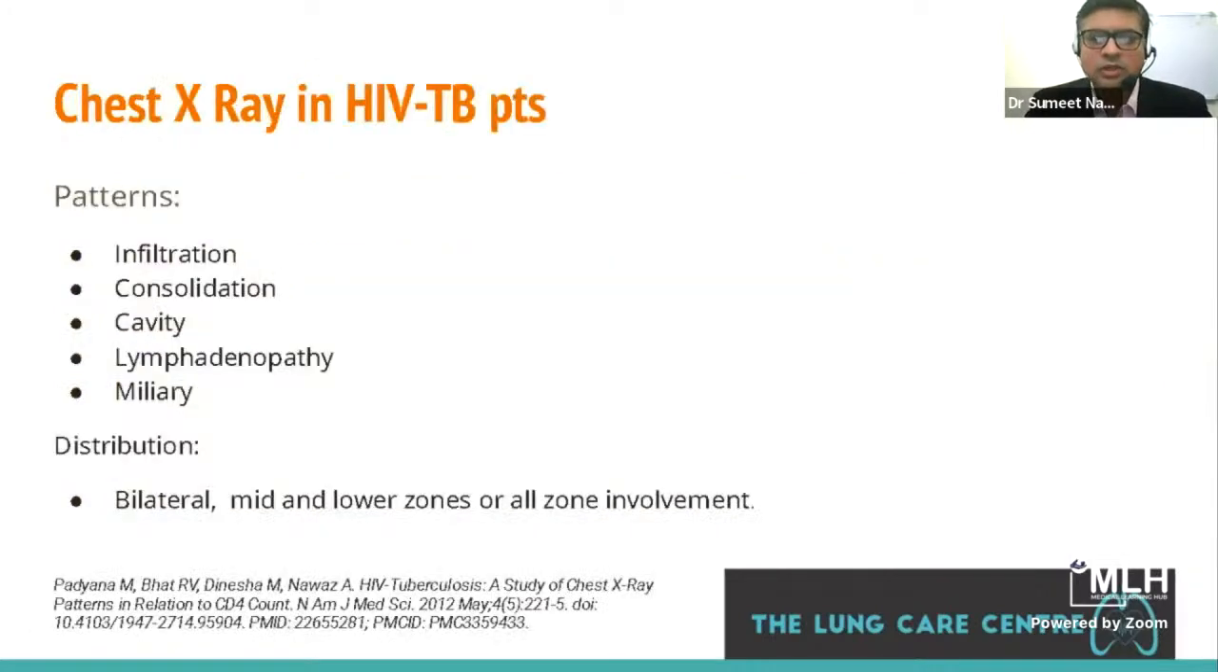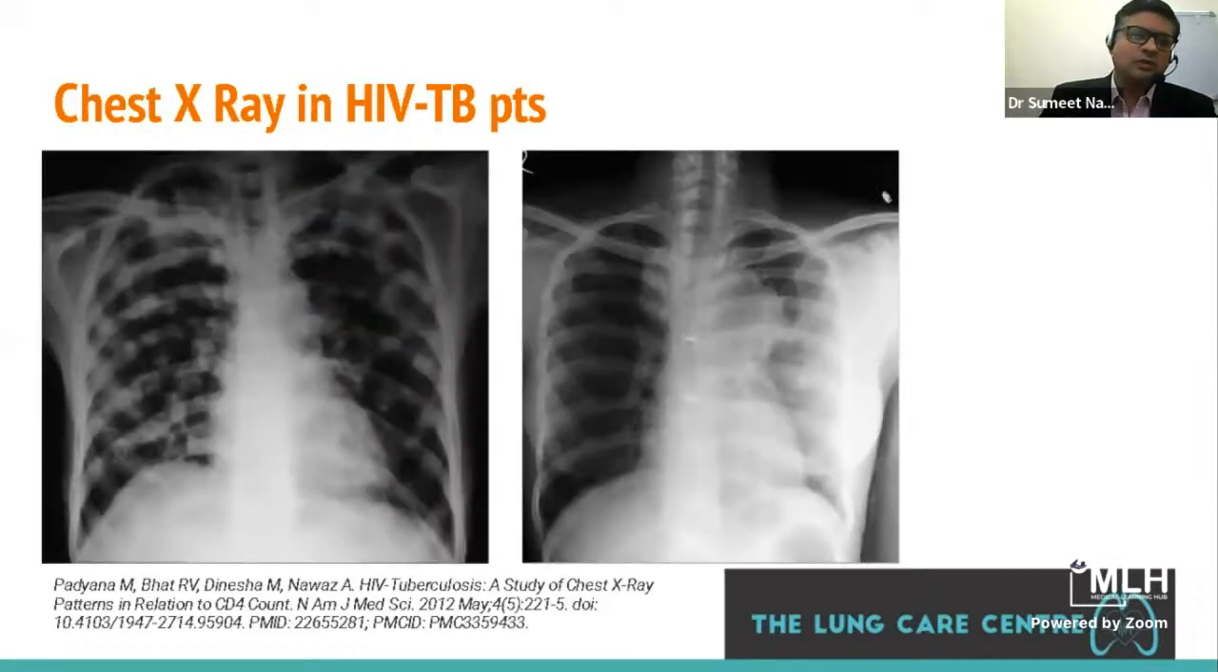So coming to the radiological pictures, one can have all sorts of radiological presentation in patients with HIV and tuberculosis, which can range from infiltration, consolidation, cavities, fibrosis, lymphadenopathy, miliary mottling. Even patients can have effusions, and the distribution is more often bilateral, and mid and lower zone involvement or whole zone involvement is also common to see. So I have taken some examples from the internet only.